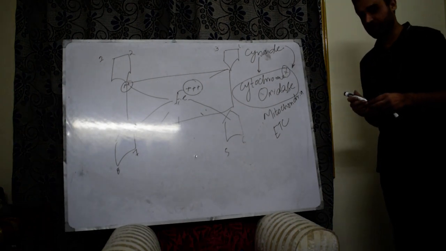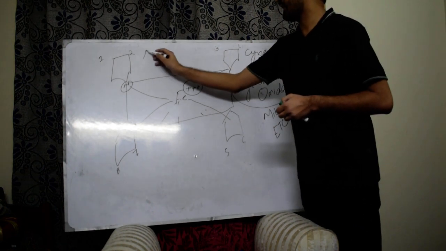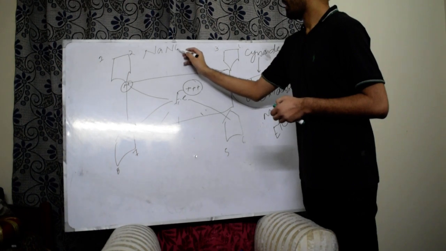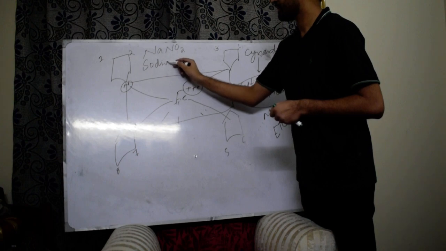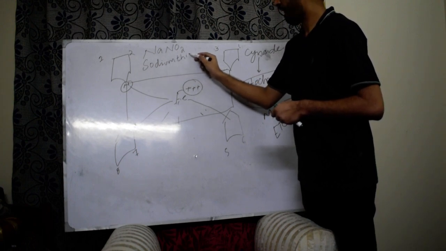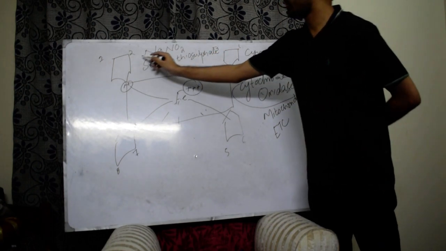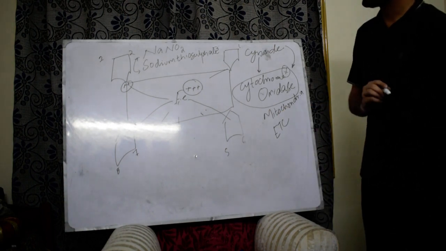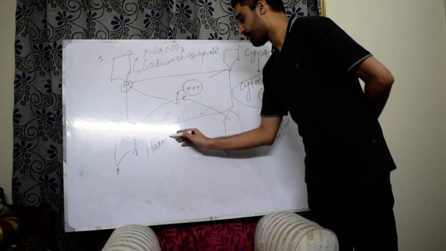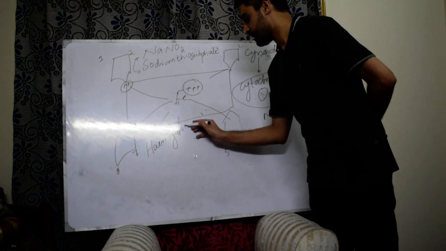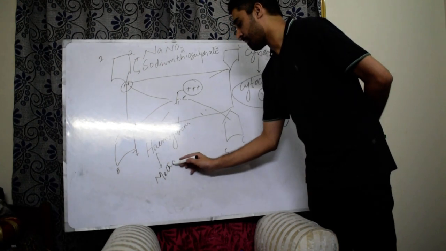So how do you treat this patient? You give the patient NaNO2 or sodium thiosulfate. What is this sodium thiosulfate or NaNO2 doing in the body? It converts hemoglobin into methemoglobin.